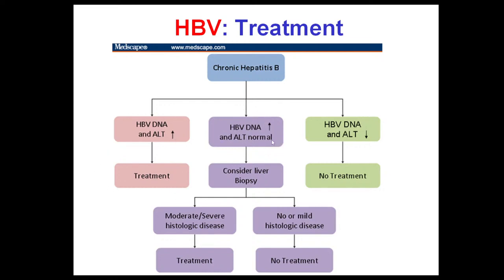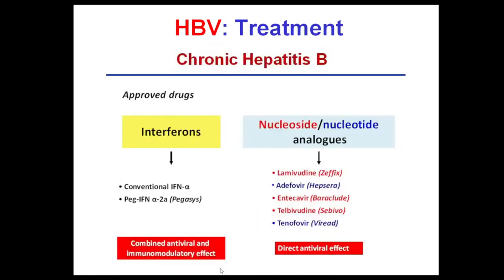So then, if the level of hepatitis B viral DNA is lower and the liver enzymes are normal, the liver biopsy should be performed. If no or mild histological disease, so no treatment is usually performed. If moderate or severe histologic changes in the liver occur, then the treatment is supposed to be performed.